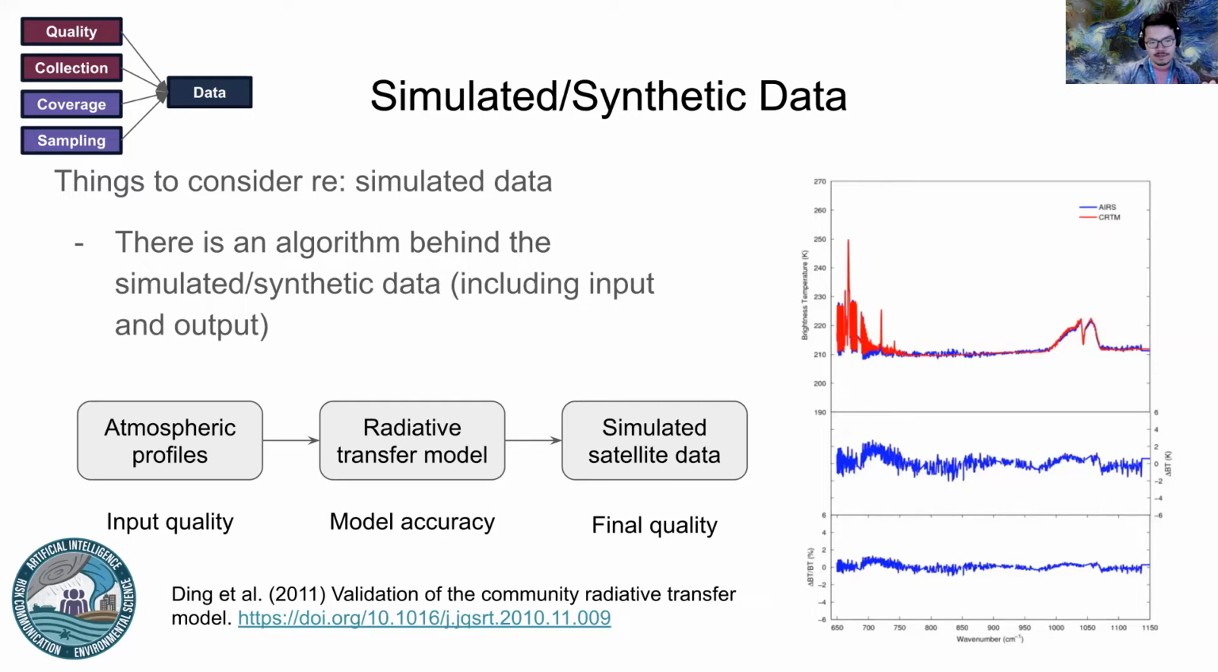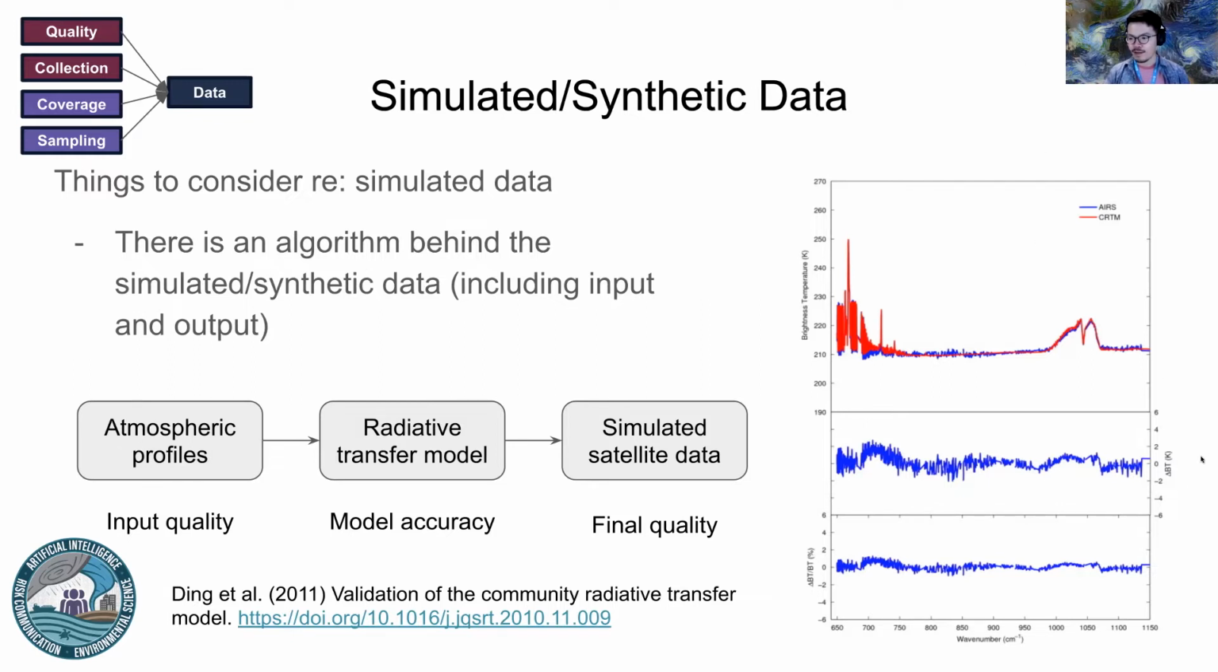And sometimes those atmospheric profiles have quality issues. So you need to make sure that you understand the quality of the input for the simulation. And also the model simulation has its accuracy issues. On the right side, I would not say issues, have this quality associated with it. So you need to make sure you understand the quality of the model, accuracy of the model.